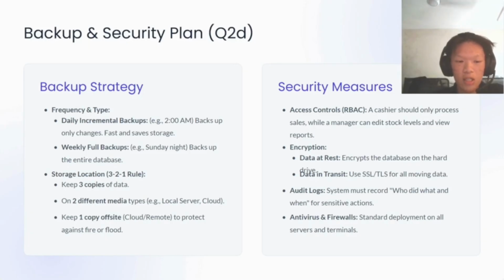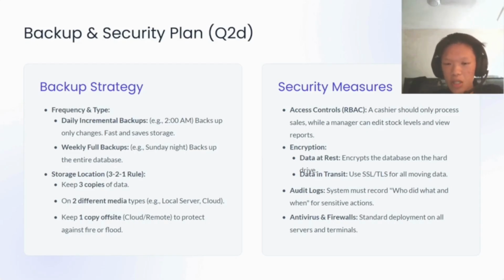For our location, we will use the 3-2-1 rule. We will keep 3 copies of data on 2 different media types, so let's say local server and the cloud server, and we will keep 1 copy outside, like cloud or remote, to protect against fire or flood and natural disasters.